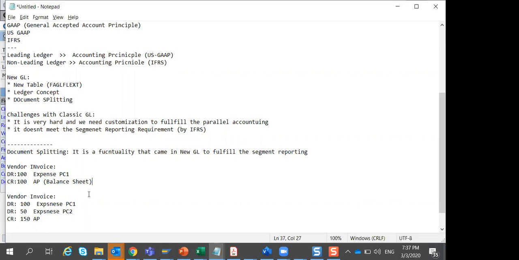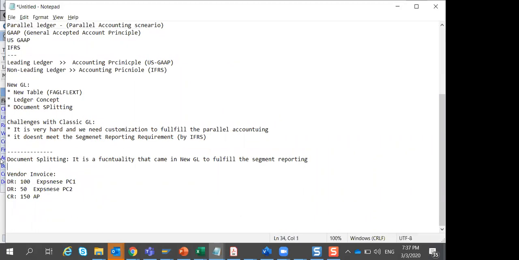So how did document splitting fix it? Whenever you have a transaction like this, forget about the easy one now. Two expense line items with different profit centers, while in the balance sheet account there's no profit center associated to it. This is what document splitting fixed.